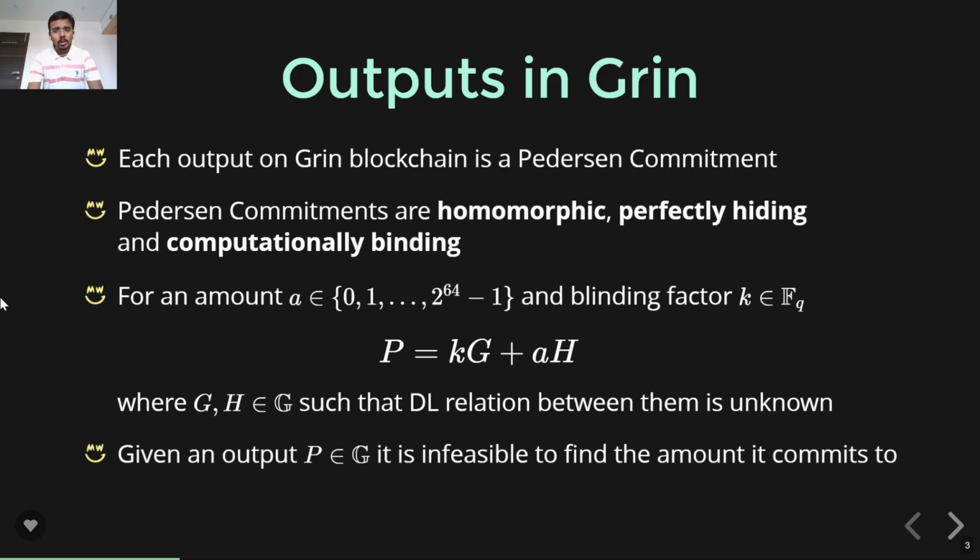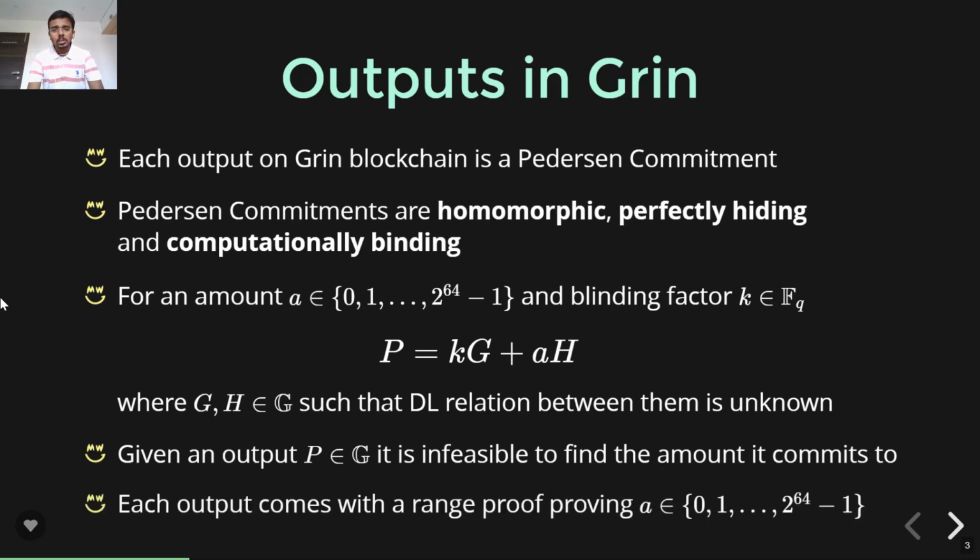And as we know, Pedersen commitments are perfectly hiding. Given an output P, it is infeasible to find what amount it commits to. And each output on the Grin blockchain comes with a range proof proving that it actually commits to an amount which is 64-bit and is non-negative.